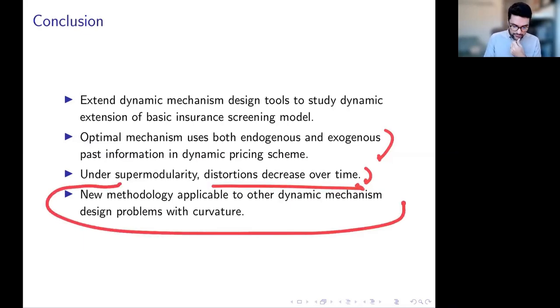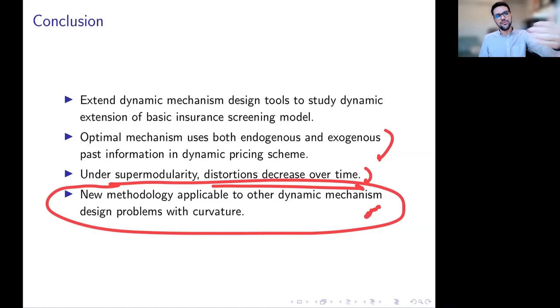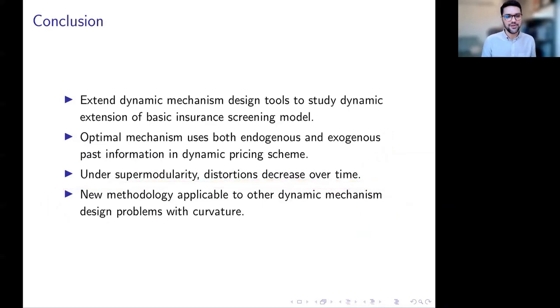And I would like to argue that this methodology and the way in which this problem was solved is applicable to other dynamic mechanism design problems with curvature. So one problem that I'm interested in, where I think that this characterization is going to be useful, will be looking, for example, at standard buyer-seller models where buyers have curvature. So buyers have curvature in the utility function, which means that they do care about the spreading of payments or consumption over time. Okay, so I'm going to stop here and just thank everyone for coming.